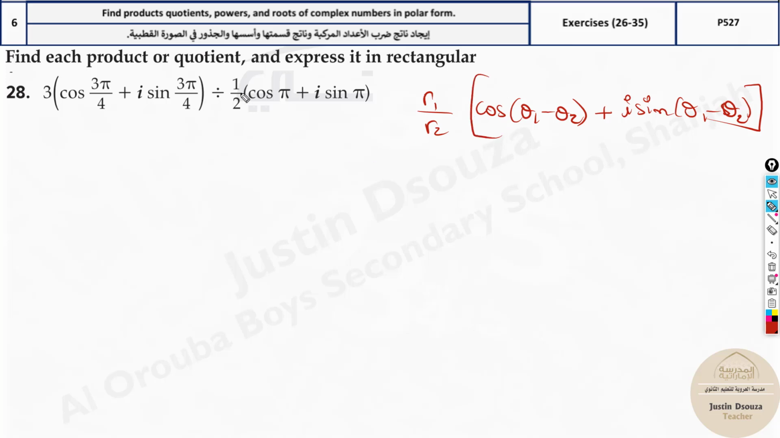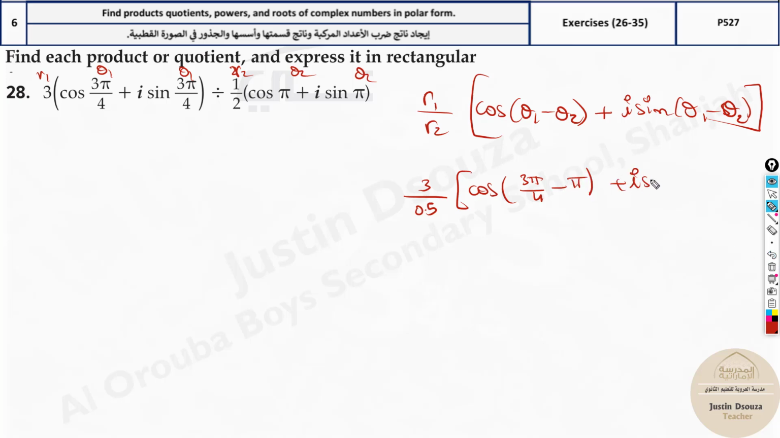Now we will substitute. We need to divide this. This becomes R1 theta 1, the division part, the divisor becomes R2 theta 2. So R1 is 3 divided by half. I'll write 0.5, or you can write 1 by 2 and that goes up. Anyways, the answer will be 6 over here. What about cos theta 1? It's 3 pi by 4 plus, sorry, it's not plus, it's minus, my bad, minus pi.